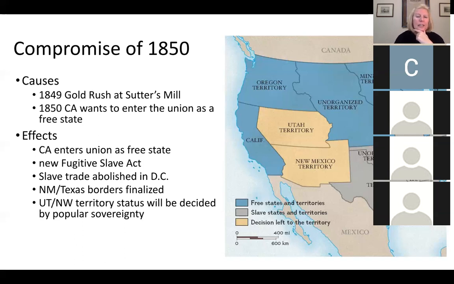We're also going to see that people start talking about the idea of popular sovereignty. So prior to 1848, popular sovereignty meant the people's right to rule.